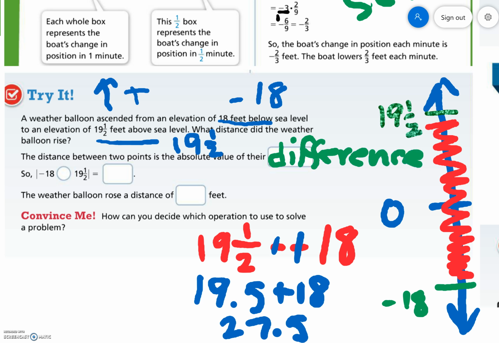They did it a little differently from us, though. They said absolute value of -18 minus 19.5. But you'll still get the same answer of 27.5. So the weather balloon rose a distance of 27.5 feet.